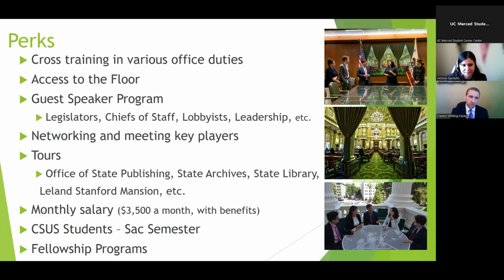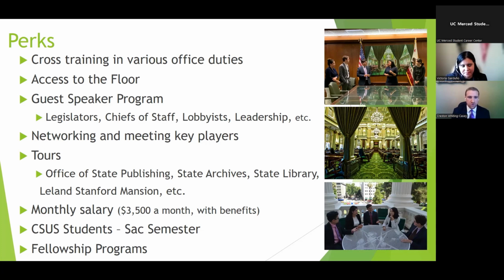We also offer a really special guest speaker program. We meet with legislators, chiefs of staff, lobbyists. We have a big pool of those that we pull from our internship program, but also from out and around the Capitol. So we try to round it out so you have a full idea of how the legislature works and how our local government works.